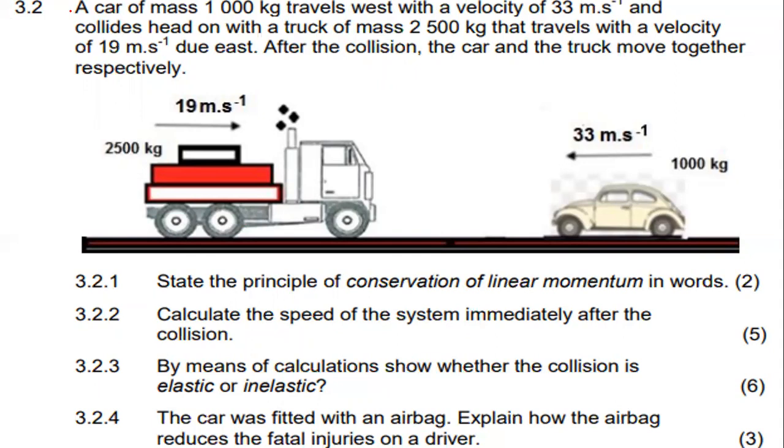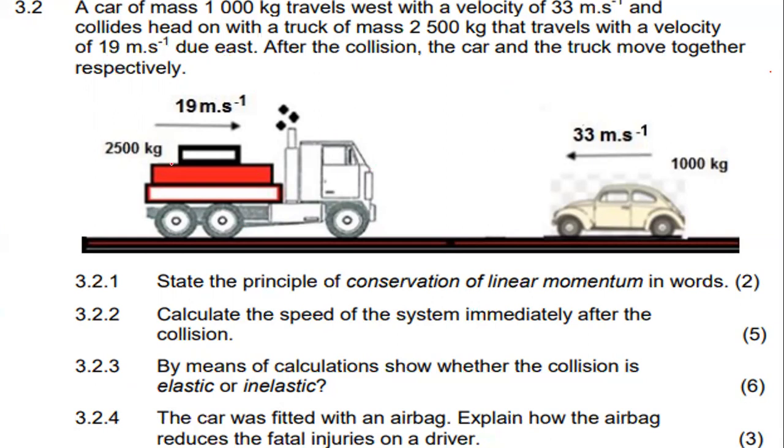A car of mass 1,000 kilograms travels with a velocity of 33 meters per second and collides head-on with a truck of mass, rather, 2,500 kilograms, that travels with a velocity of 19 meters per second due east. After the collision, the car and the truck move together respectively.